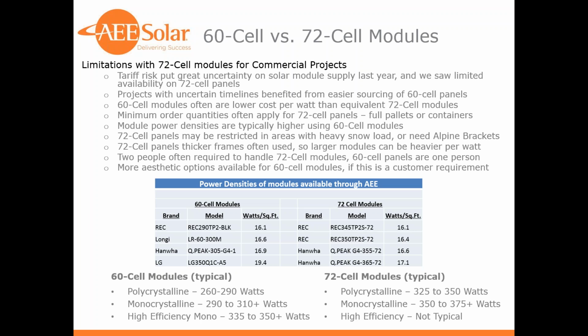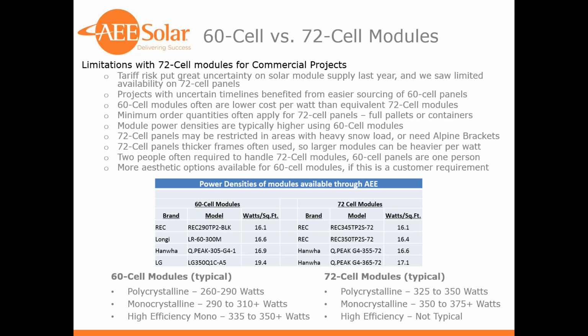Also, we see that the module power densities are typically higher with 60-cell modules. We believe the manufacturers keep their better cells segregated for use in the 60-cell residential line, and basically use the other cells in the 72-cell panels.